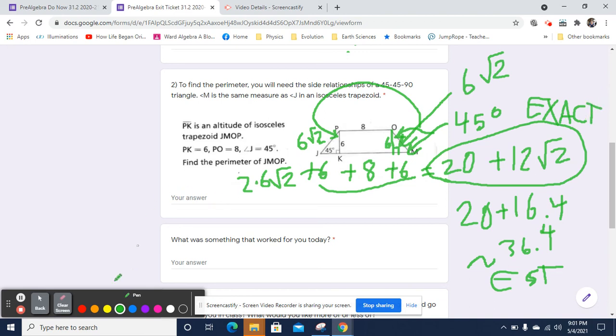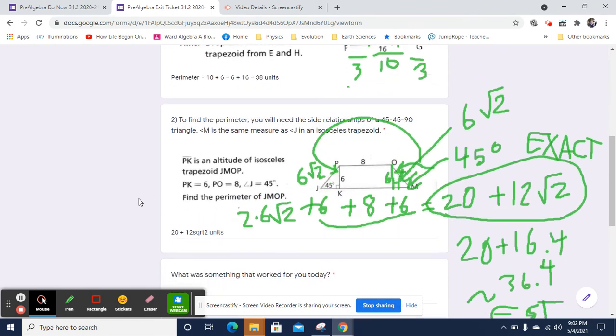Okay, and I'll go ahead and type in the answer here. So I'm going to use the exact answer. It'll be 20 plus 12 square root of 2 units. That's the exact answer. Okay, and I hope that was helpful.